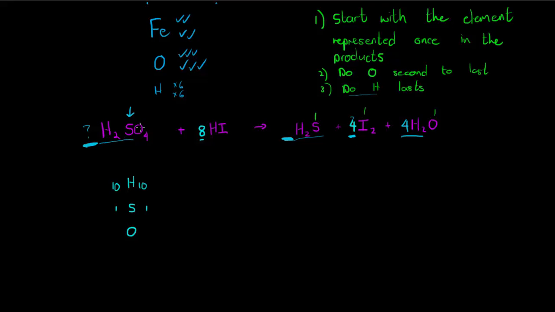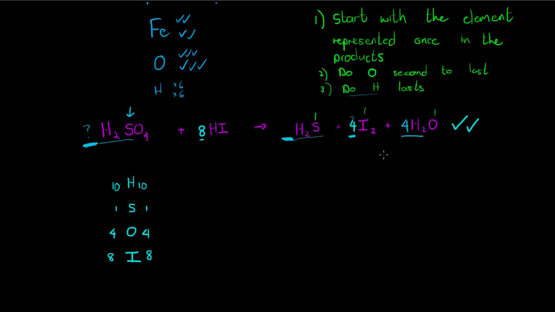Okay, then oxygen. So the next molecule, I've got 4 here, 4 in this molecule. I've got 1 molecule, which means I only have 4. On the right hand side, I've got 1 in the water molecule, but I've got 4 water molecules, which means I've got 4. And then for the next one is iodine. Okay, iodine, I've got 8 on the left hand side, and on the right hand side I've got 4 diatomic molecules, which means I also have 8 atoms on the right hand side.